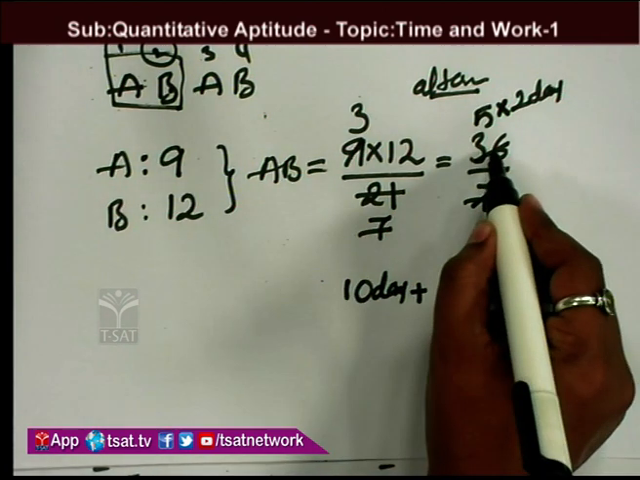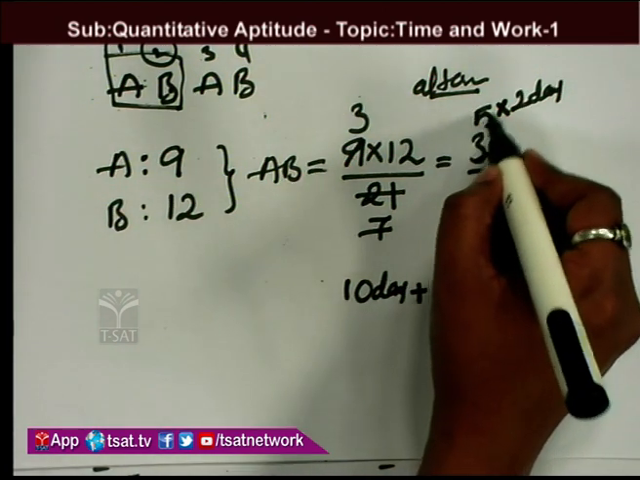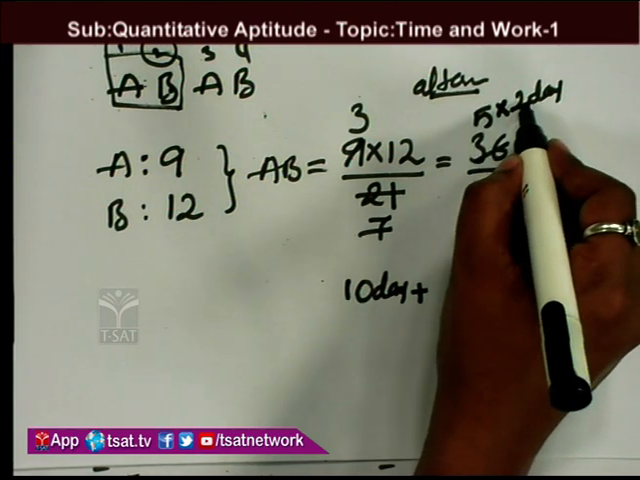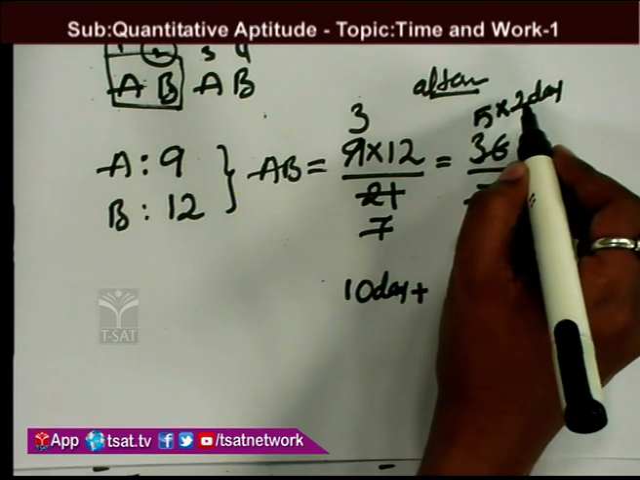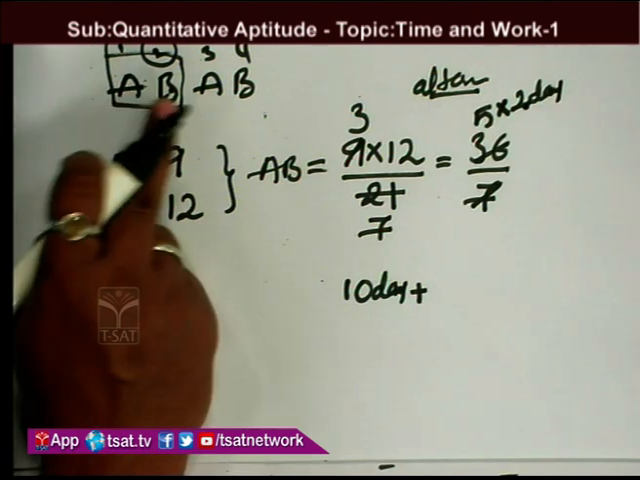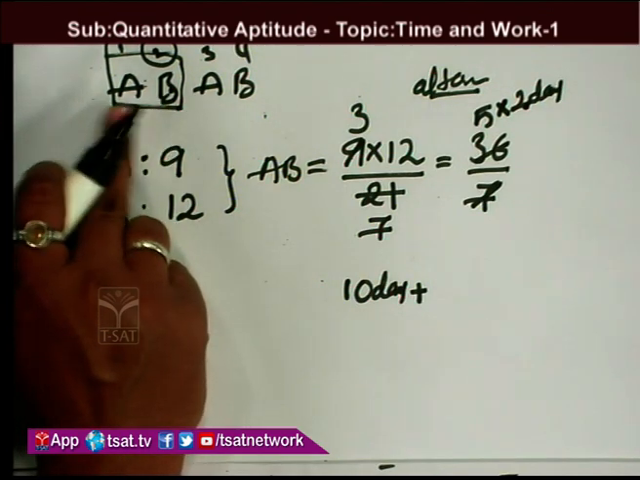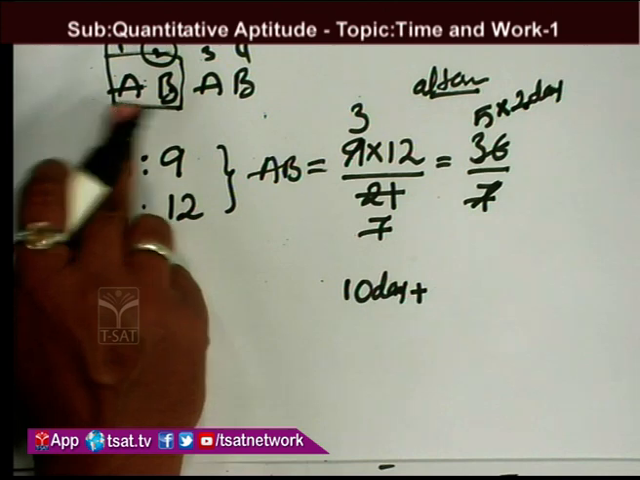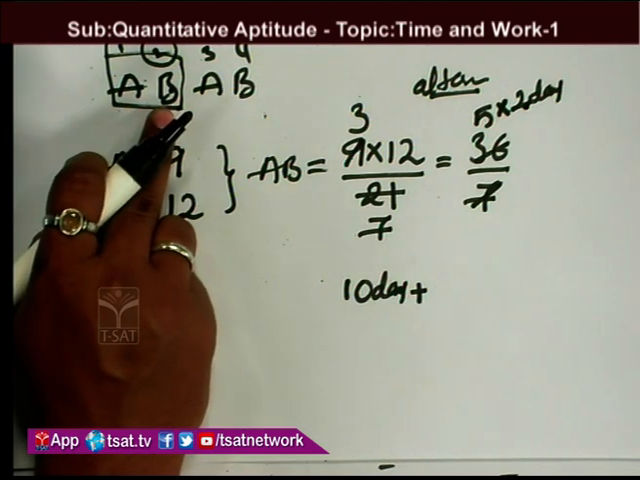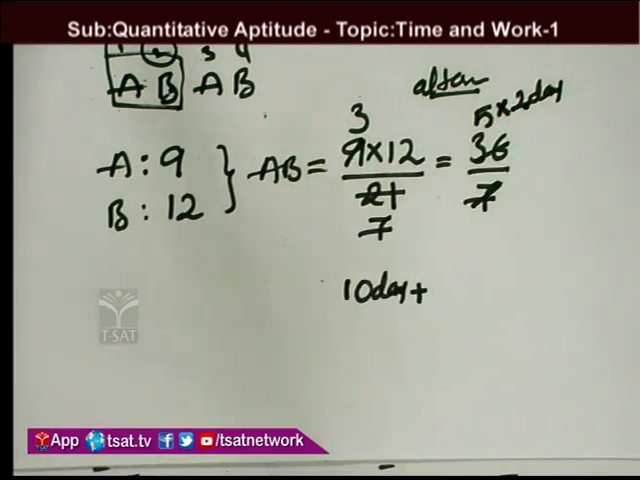So, 7 5s are 36, and this result 5 is multiplied with the 2 days. Why are we taking 2 days? On alternate days, A and B are working together, and it takes 2 days, A and B together. So, that is why 5 into 2 is 10 days.